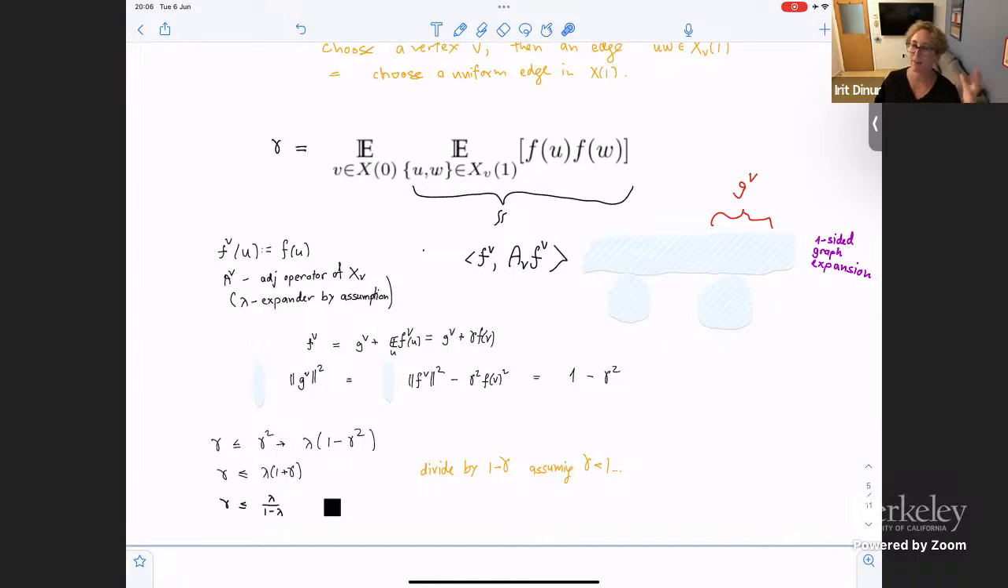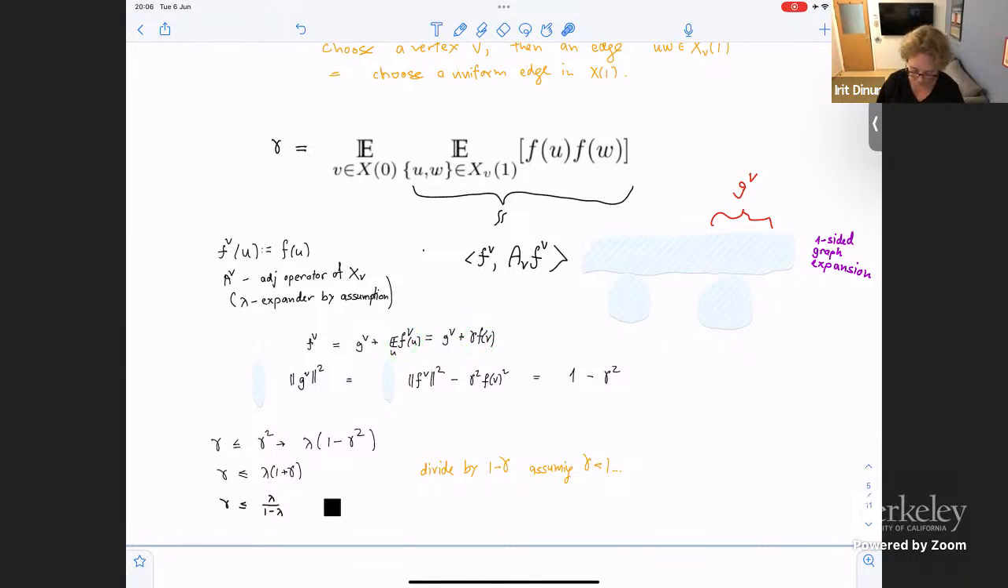This is exactly what the operator A does. When you apply A on F and look at point V, you just take the expectation over the neighbors of V, of F. So you get AF of V. But F was assumed to be an eigenfunction with eigenvalue gamma. So AF at point V equals gamma F at point V. So that's why we have here that the expectation of F^V is equal to gamma times F of V.